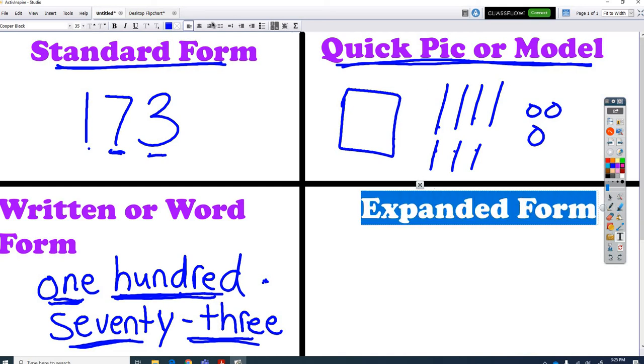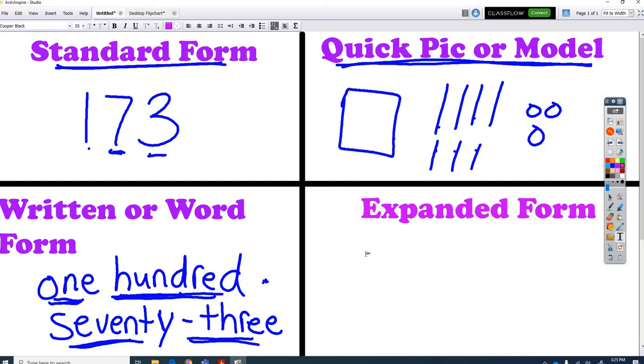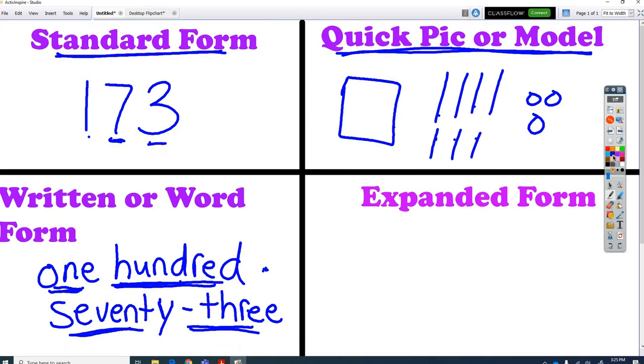See, expanded form. I'm going to turn it purple like the rest of them. There we go, expanded form. So this is how we draw a number, or we make a number with expanded form. We're going to use the 173 that we just did. This is how you would show it in 173.